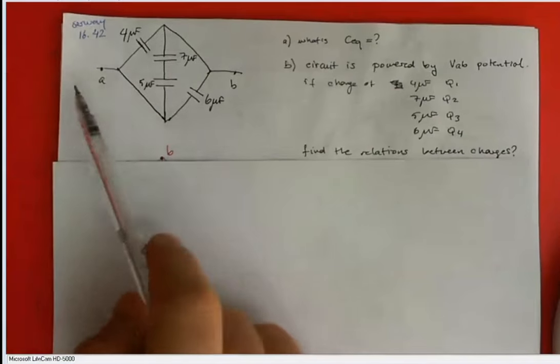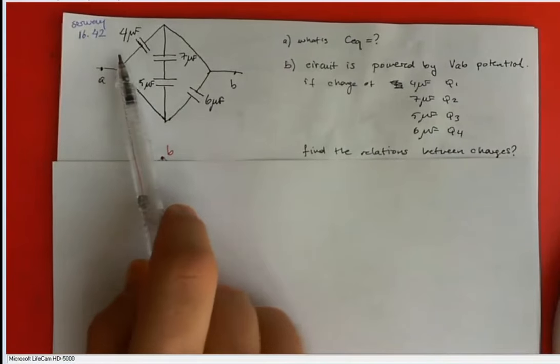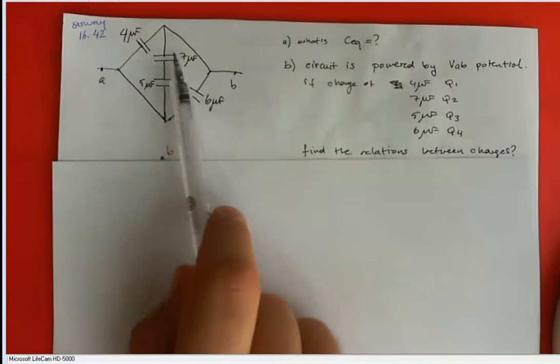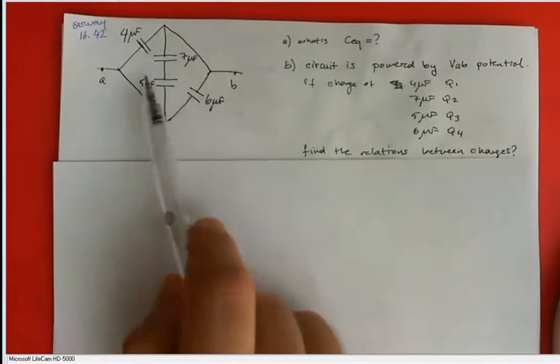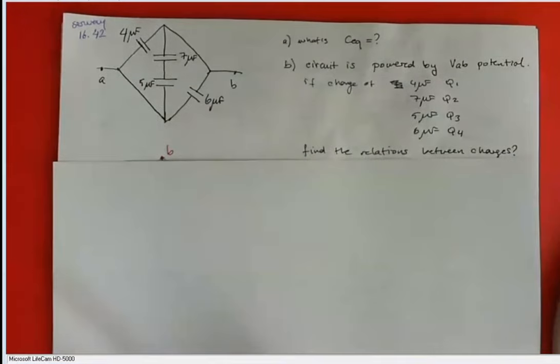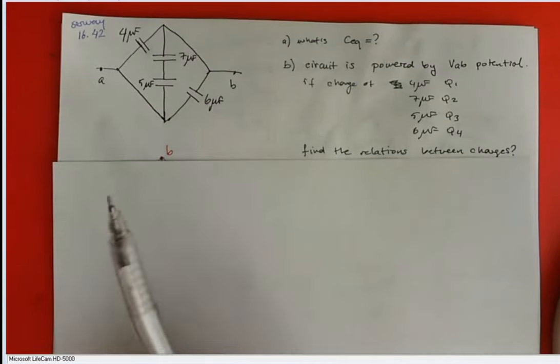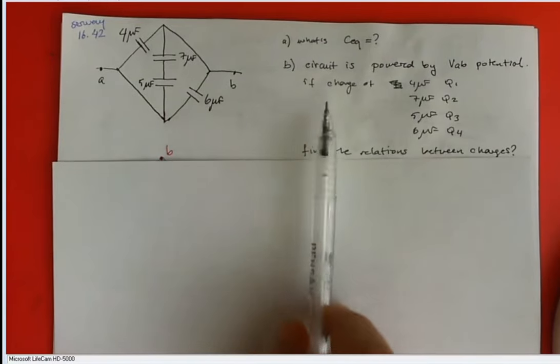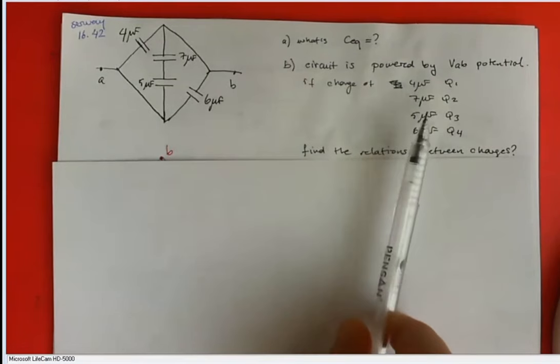So here is the question. This is a circuit with 4 microfarad, 7, 5, and 6 capacitors, and it is connected like this. What is the equivalent capacity in this one? And the next question is, what is the charge distribution of these capacitors?